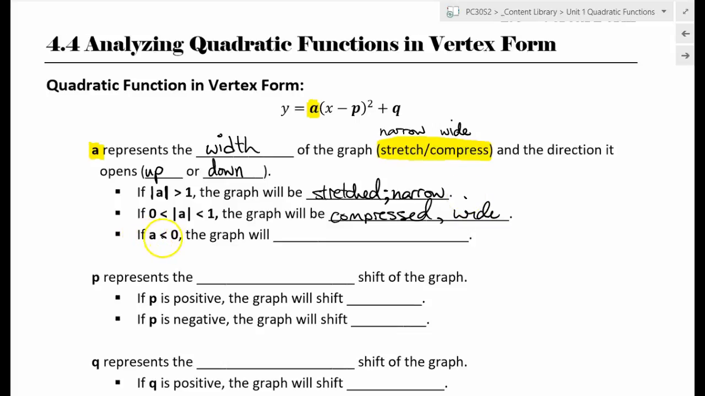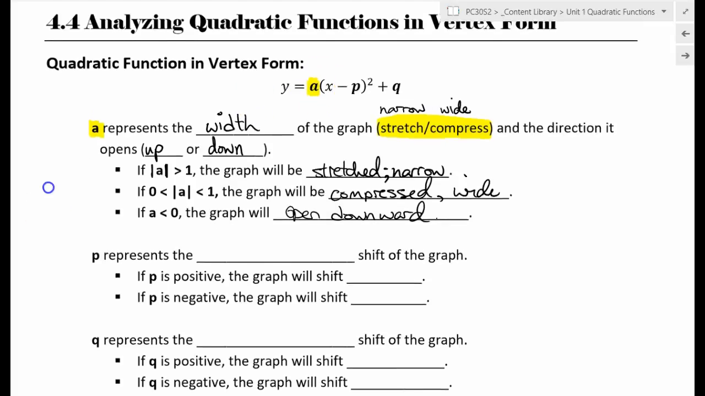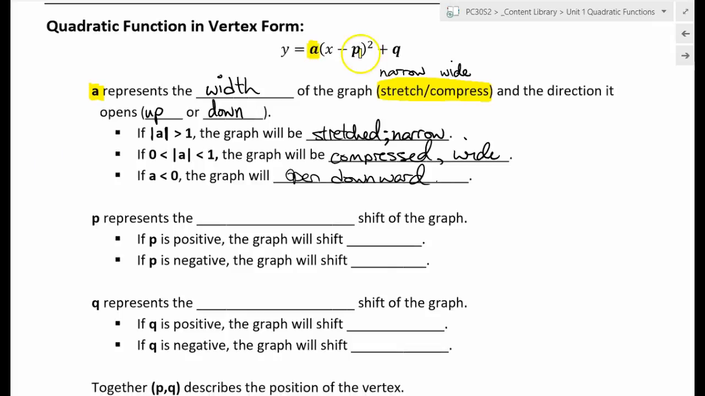If A is less than 0, so if A is negative, if this value has a negative in front of it, then we are dealing with a parabola that is going to open downward. So these are all characteristics that you can get from that number out in front. P is our next value that is actually written as a constant. A, P, and Q are going to be represented by numbers when we actually write a quadratic function in vertex form. So for example, y equals negative 2 times (x minus 4) squared plus 5.